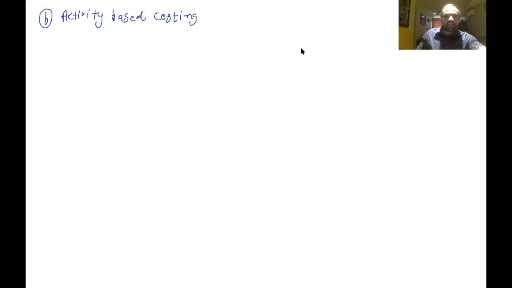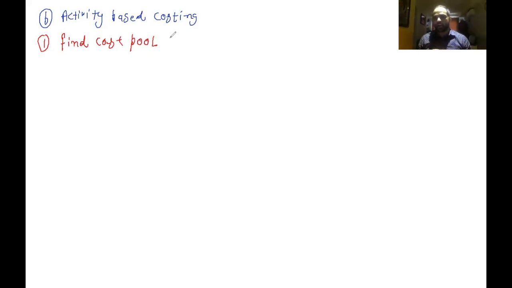So let's start with the steps. Step one is find cost pool. Now, what does it mean, cost pool? Cost pool is basically the types of overhead, right? It's a type of overhead.